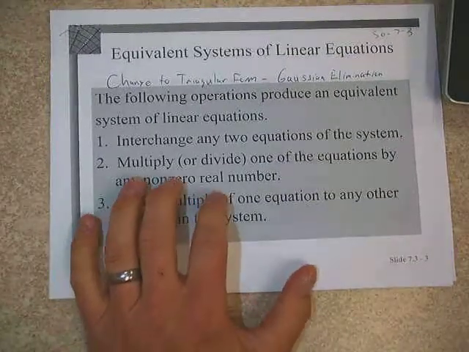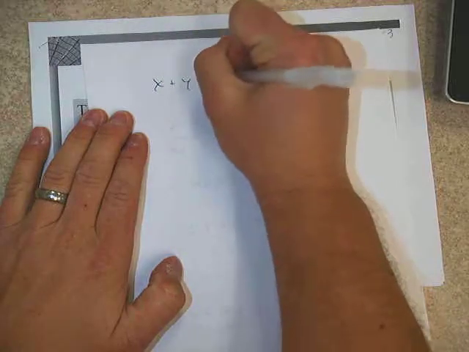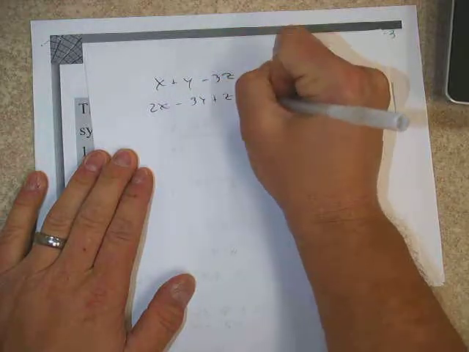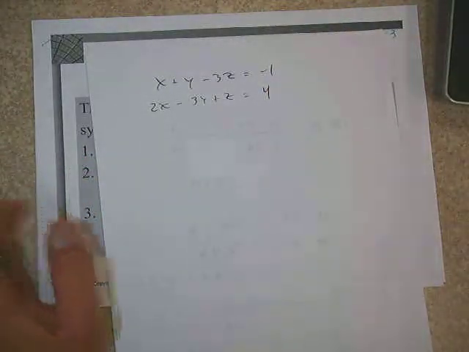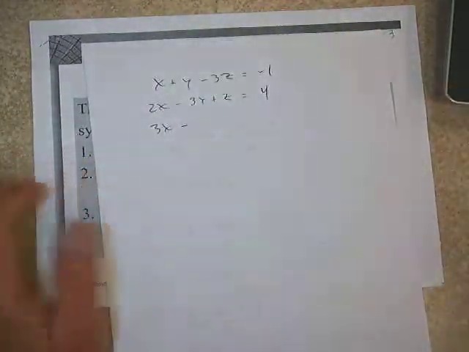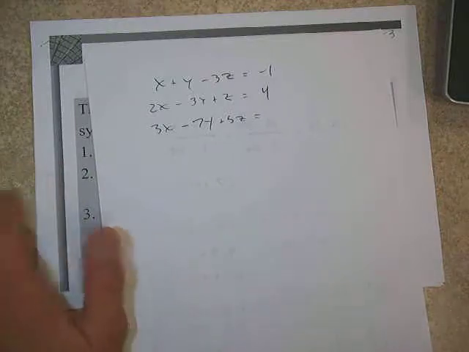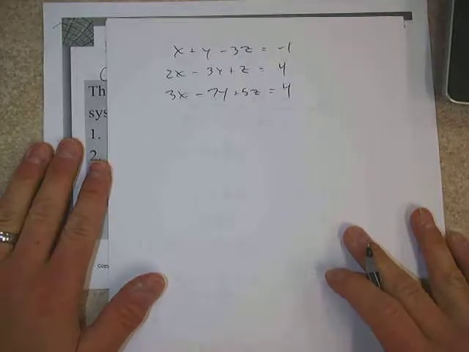So let's take a look at your book on page 604. I'm looking at number 6. We're going to take a look at that one. We have x plus y minus 3z equals -1. The second equation is 2x minus 3y plus z equals 4. And 3x minus 7y plus 5z equals 4 also.